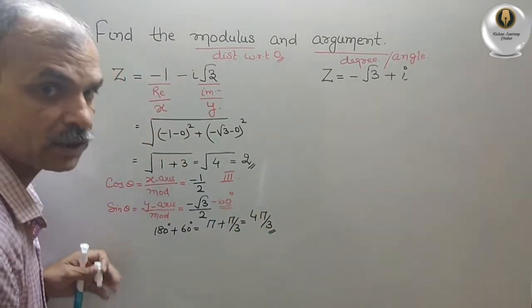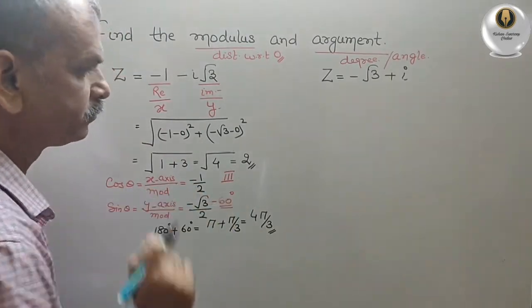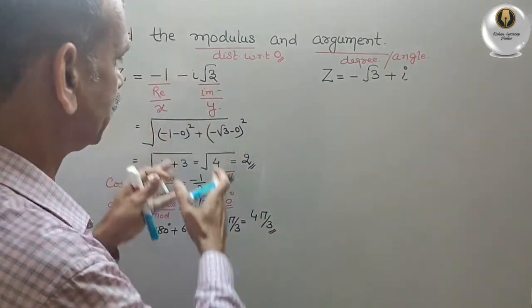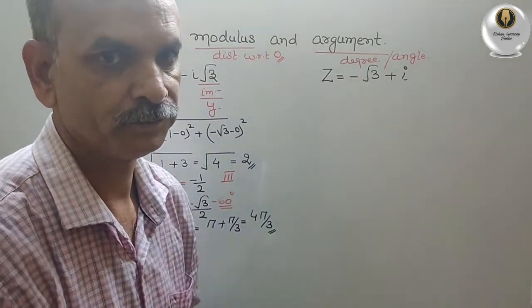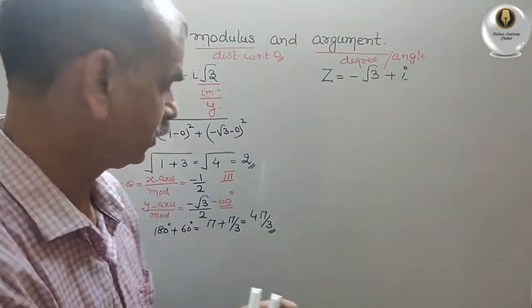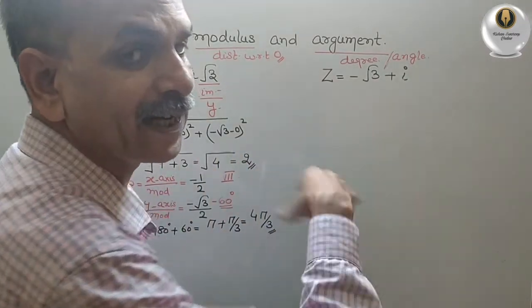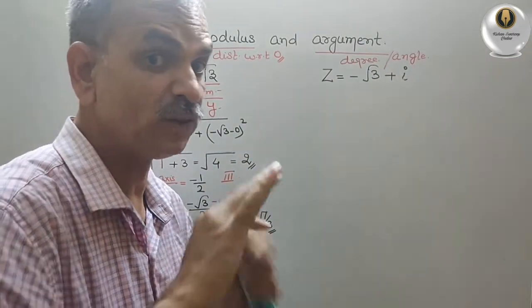So this is your answer now for argument. Now we will do here whatever we have learned here, just we will go for that. And here we have taken cos and sine, now here we will take tan. Then also you will get your answer.